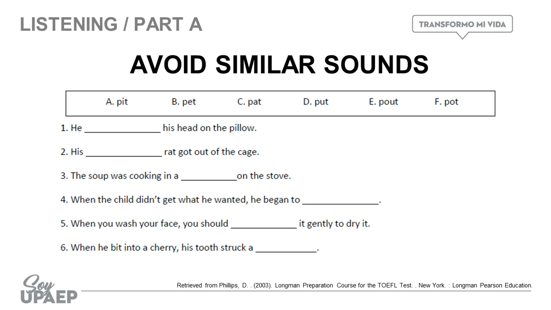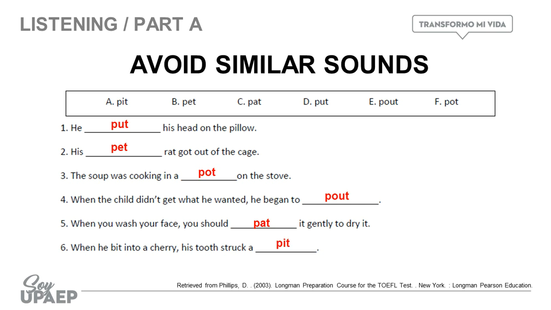Let's check our answers. Number 1, he put his head on the pillow. Number 2, his pet rat got out of the cage. Number 3, the soup was cooking in a pot on the stove. Number 4, when the child didn't get what he wanted, he began to pout. Number 5, when you wash your face, you should pat it gently to dry it. Number 6, when he bit into a cherry, his tooth struck a pit.